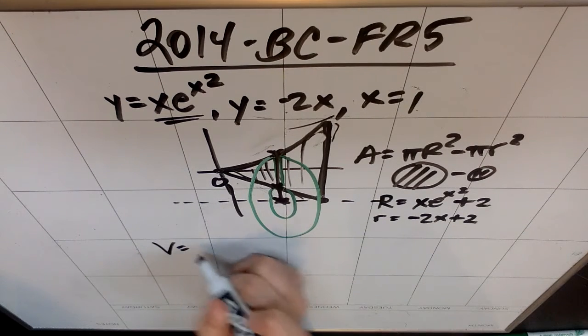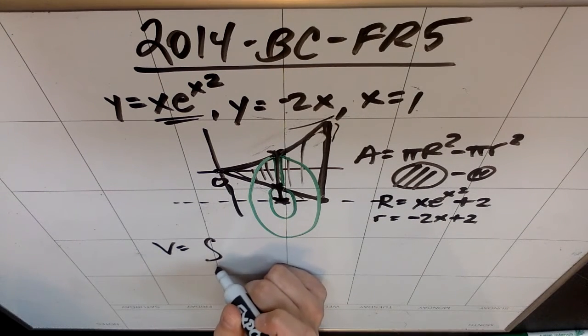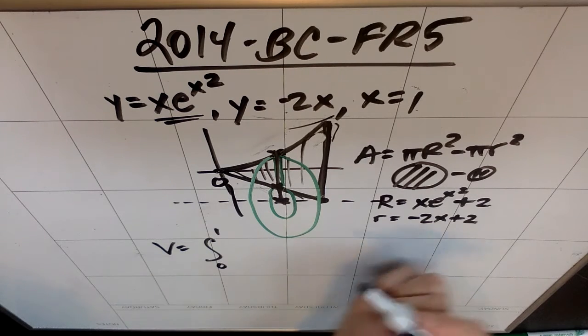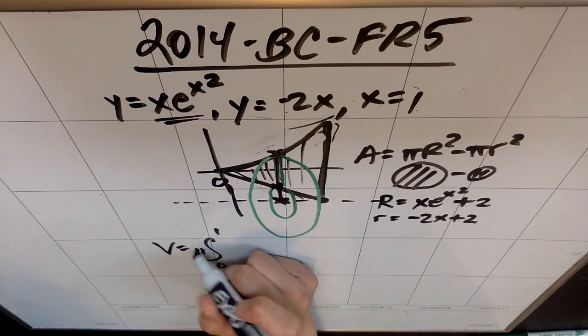So what that means is the volume is going to be the integral from 0 to 1 of pi big R squared, and you can yank the pi out if you want.